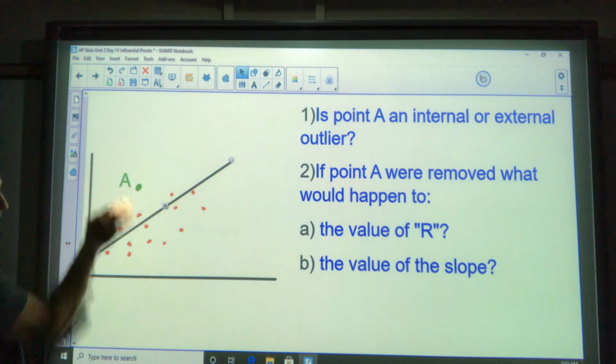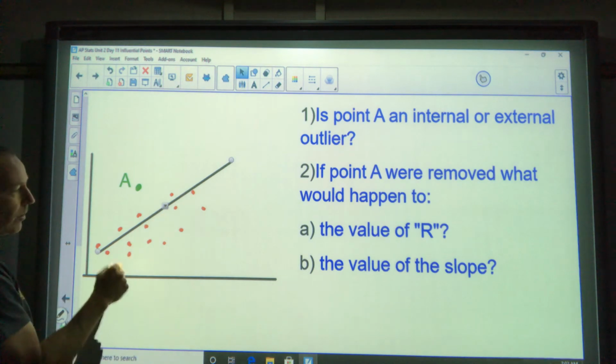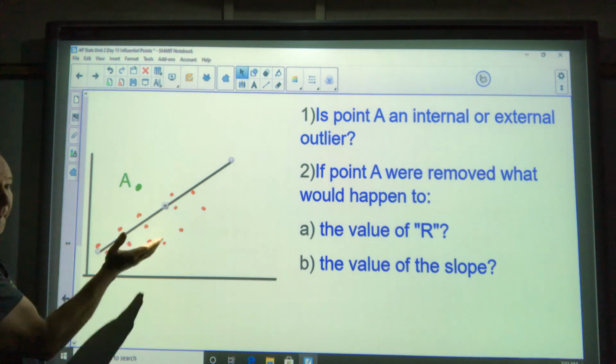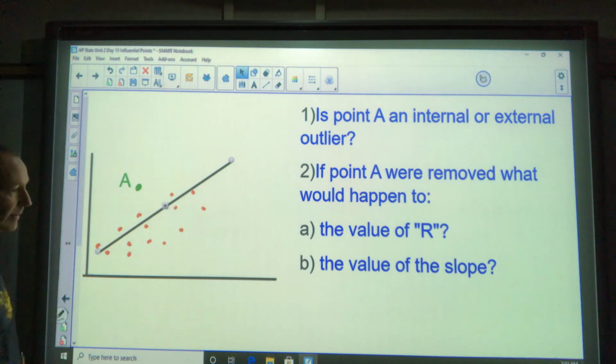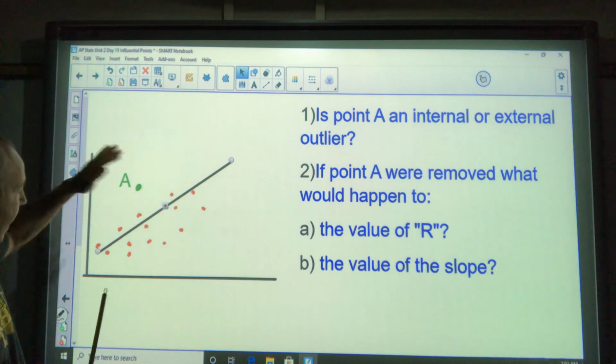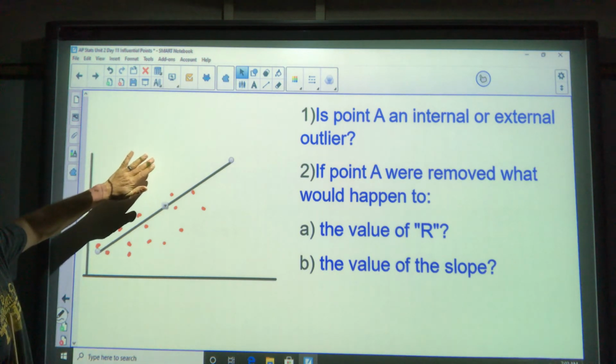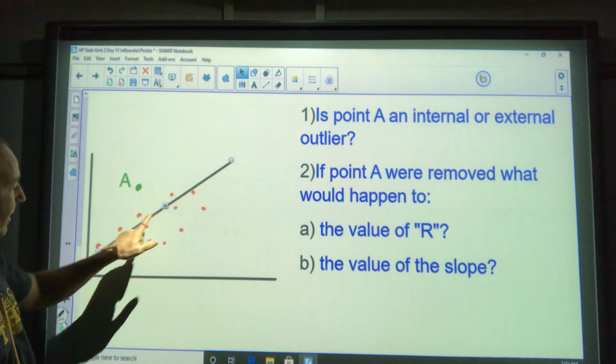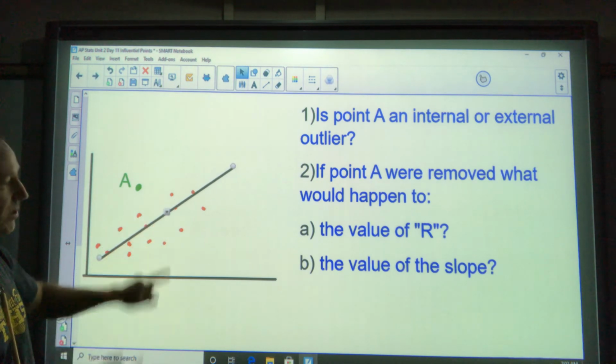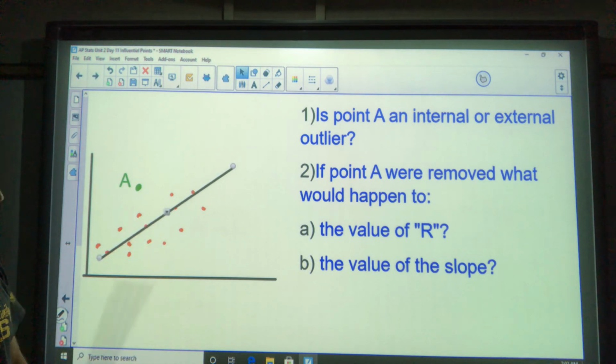If I were to remove R, I know where to draw that line. With R, that's not near the line, it's less linear. Okay, so the value of R, if I were to take it out, would increase, it would be more linear, and this line would probably drop down here. It would change my y-intercept a little bit, but my slope would be about the same in this case. All right?